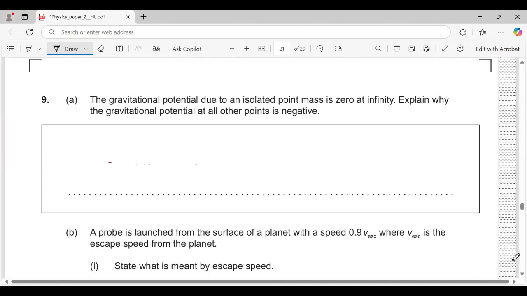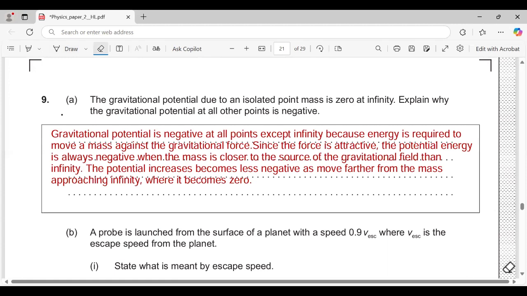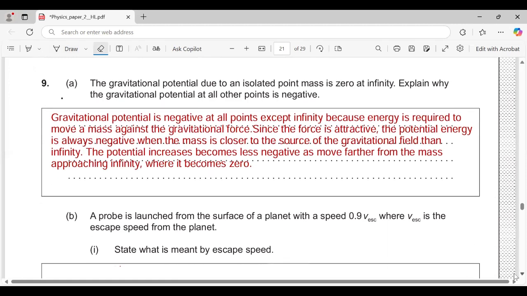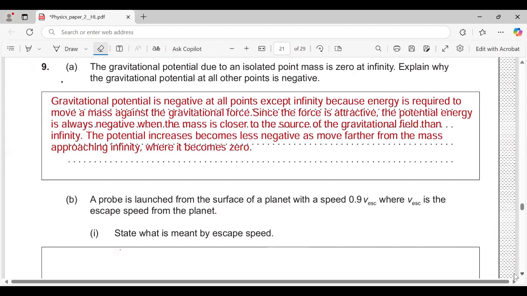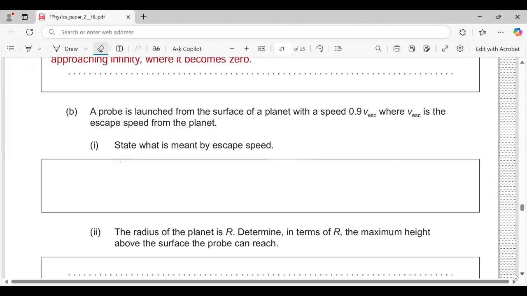Number 9. The gravitational potential due to any isolated point mass is zero at infinity. Explain why the gravitational potential at all other points is negative. This is my explanation. Sorry. You may copy or edit something. No problem if you have a different opinion.